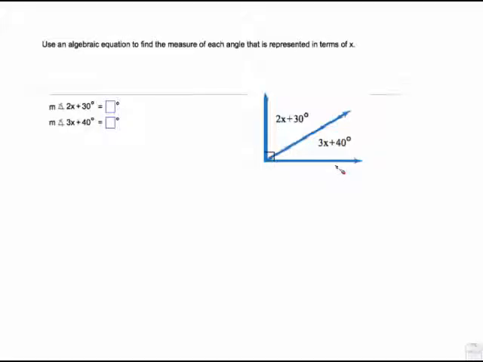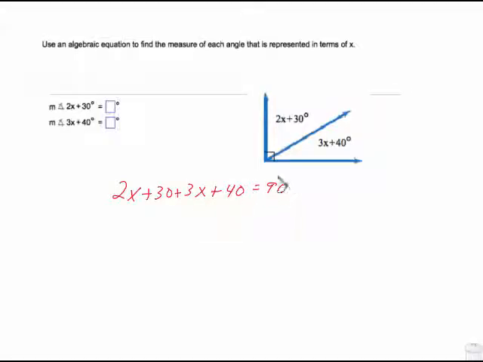Here's a picture of a right angle. If you have a right angle and you have two angles that make up this right angle, you should know that the two angles are complementary, which means they add up to 90 degrees. So an equation would be 2x plus 30 plus 3x plus 40 equals 90.